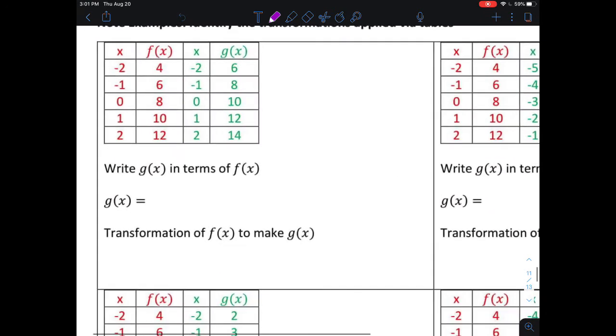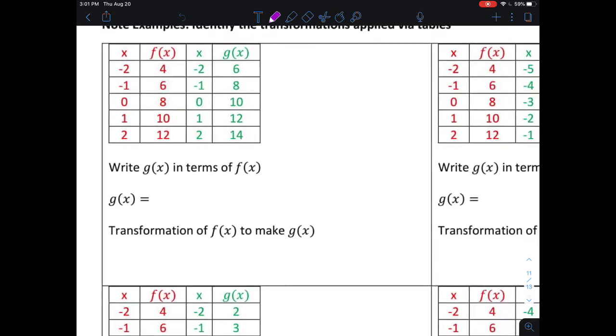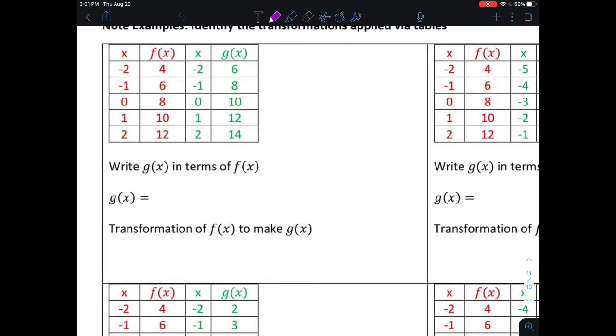Trying to identify transformations from a table can get a little tricky from time to time if you're not careful in terms of comparing the two data values together for functions f and g. So you start scanning the table, and I notice that the x columns are identical to one another. Really the only difference is that their outputs are slightly different. So for instance, g of -2 is equal to 6, and f of -2 is equal to 4.